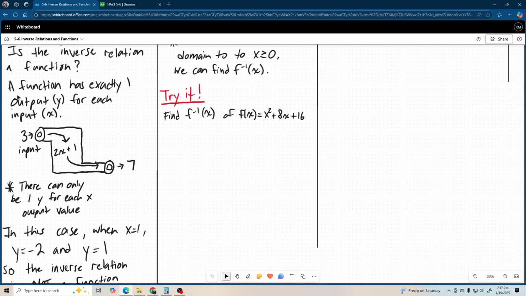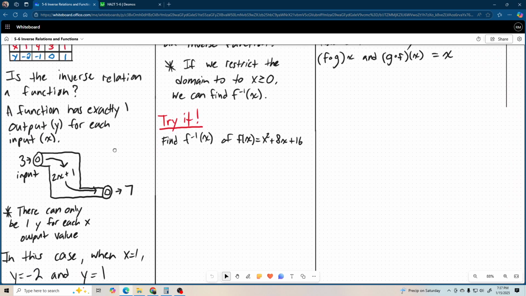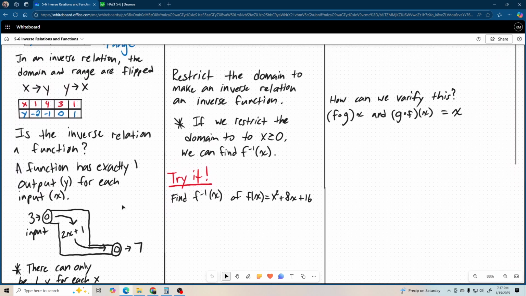Well, when you say is it a function, you're actually asking a very specific question. You're asking, does our relation, or however you want to call it, have exactly one output for each input, right? And remember, output would be our y value, input would be our x. So in other words, does every x value have only one y value associated with it?